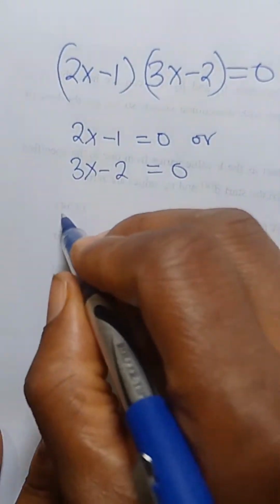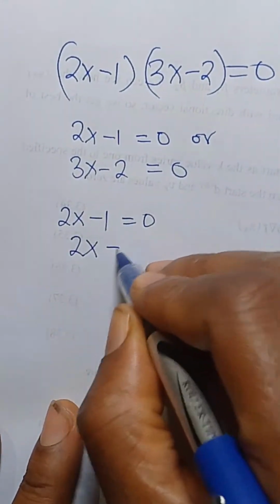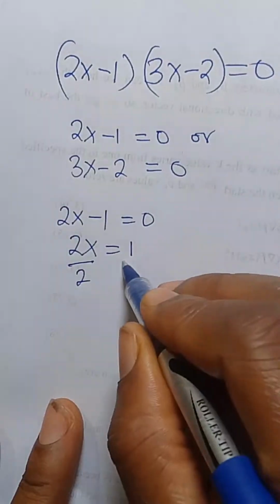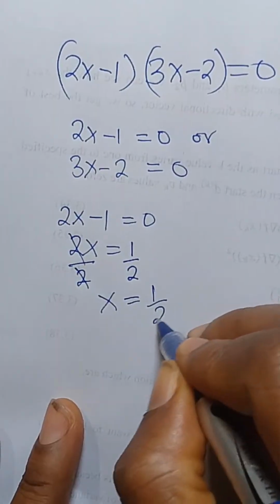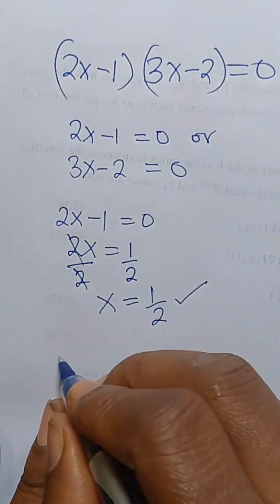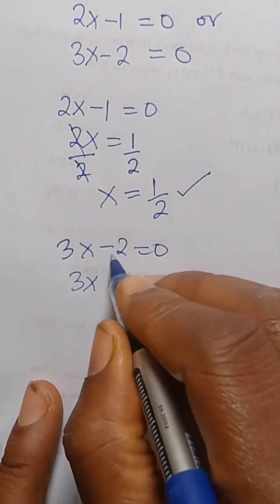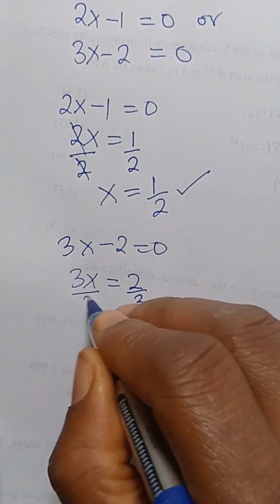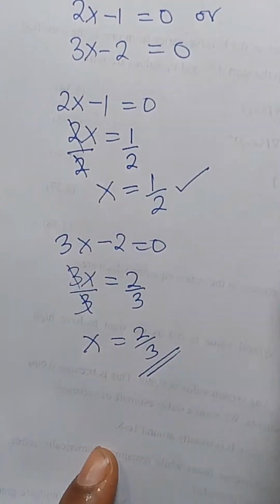From the first equation, we have 2x minus 1 is equal to 0. So 2x is equal to, when this negative 1 crosses the equality sign, it becomes positive 1. We divide both sides by 2 to make x the subject formula. So our x is equal to 1 over 2. Then on the second one, we have 3x minus 2 equal to 0. So 3x, when this negative 2 crosses the equality sign, it becomes positive 2. We divide by 3, so 3 will cancel. We have x is equal to 2 over 3. So that is the answer.